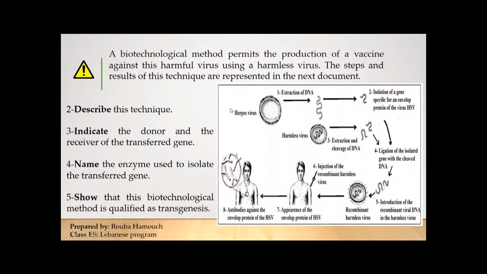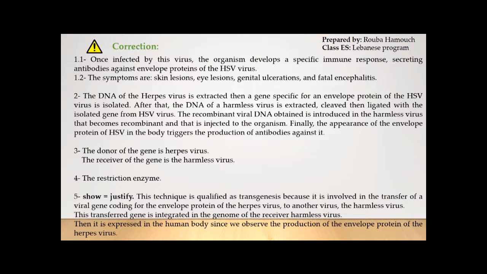Why is this technique considered or qualified as transgenesis? Since we transfer a gene from one cell to another or from one species to another, and since the receiver expresses the gene. So here we transfer the gene from the herpes virus into another virus, then into a human being. Now the harmless virus and the human being begin to express the envelope protein of this virus. That's why this technique is considered as transgenesis. Here the correction of the exercise.